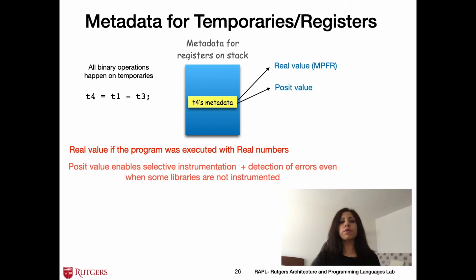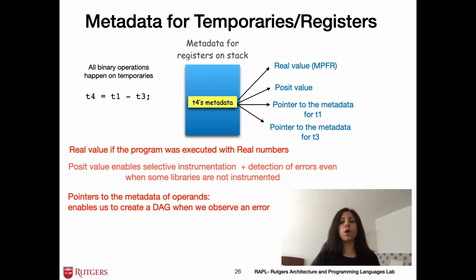Now suppose T4 has encountered significant rounding error, and we want to know how this error was propagated and amplified. To enable the user to diagnose the root cause of the numerical error, we store a pointer to the metadata of both operands. Using these pointers, we can generate the DAG of instructions to do the root cause analysis.